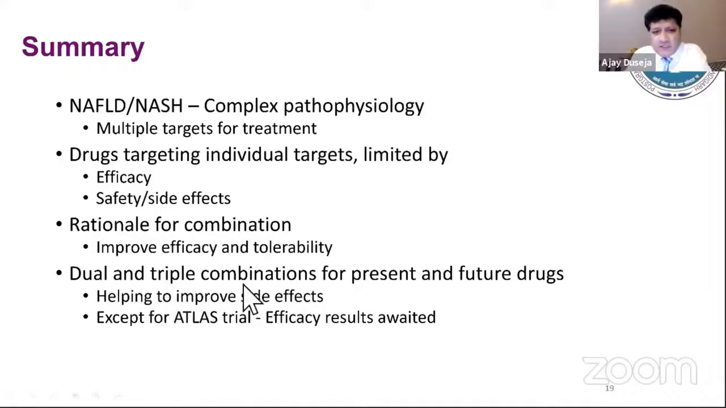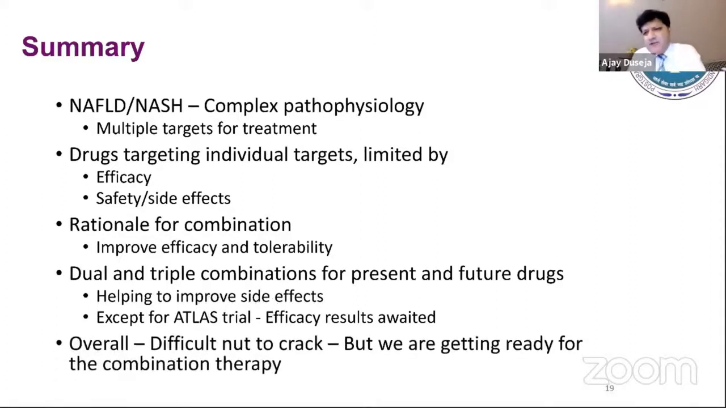Now, there are dual combinations which are ongoing. There are triple combinations which are ongoing, and the combinations are happening with the current drugs we have, say pioglitazone or saroglitazar, or for that matter obeticholic acid, and the future drugs which I mentioned. And except for the ATLAS trial, which had shown some promise, the efficacy results of other trials are awaited, and we are trying to look at improving the side effects.